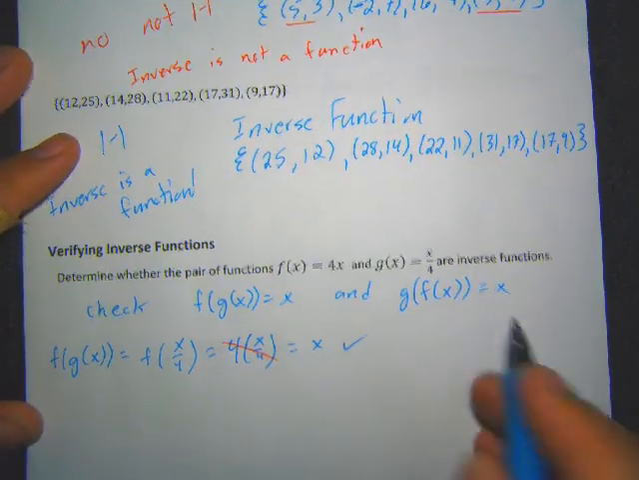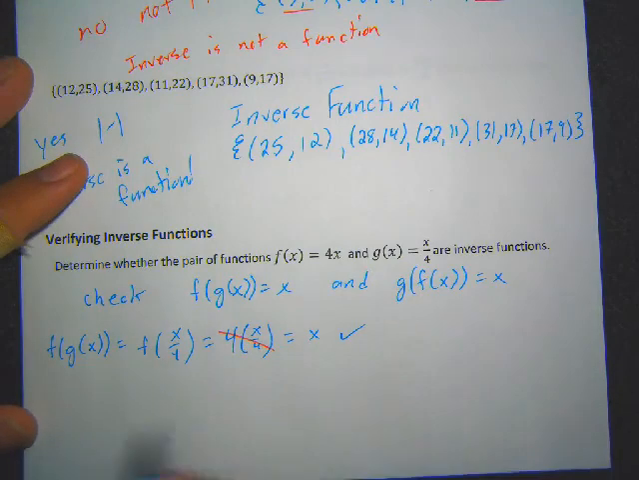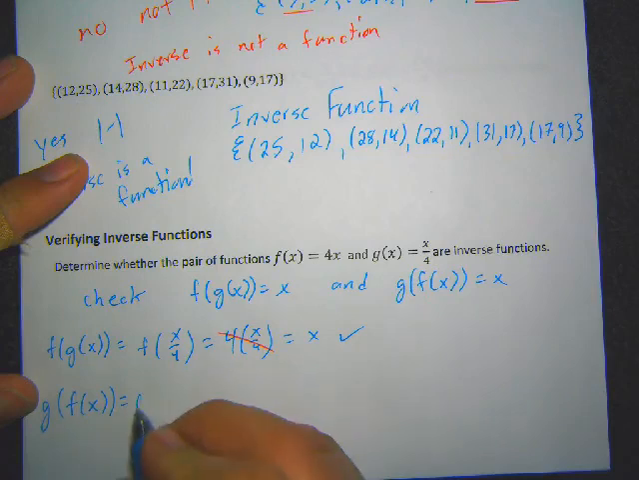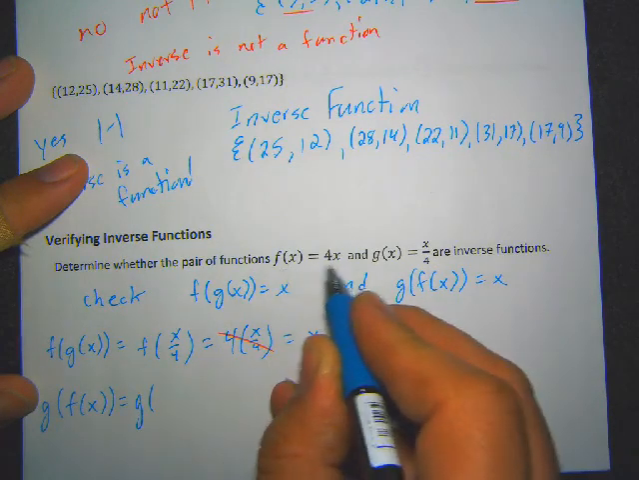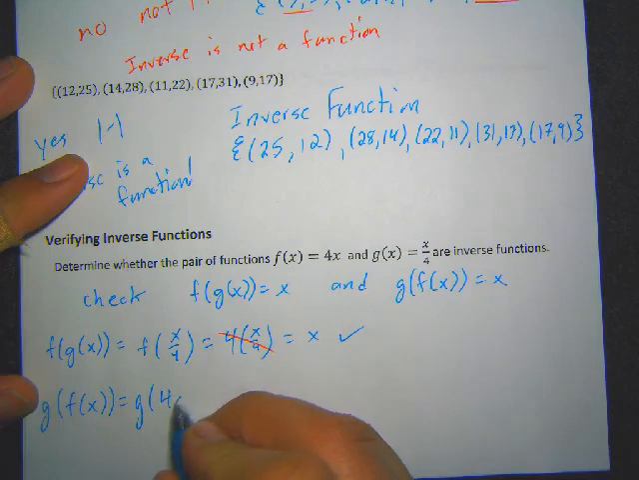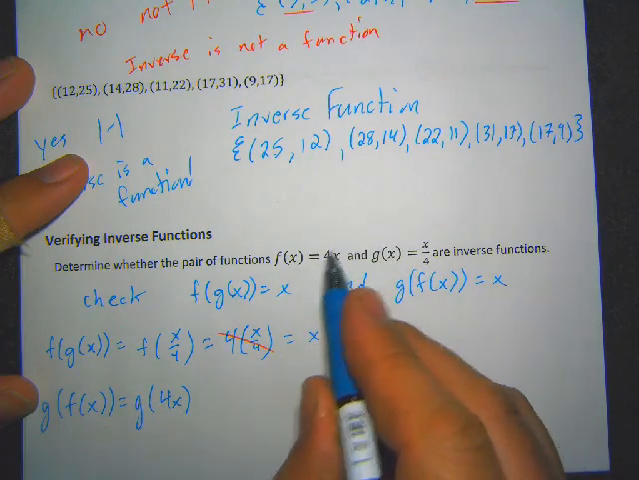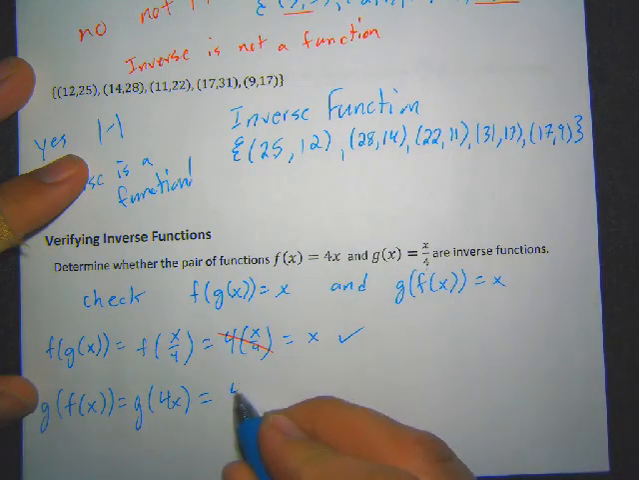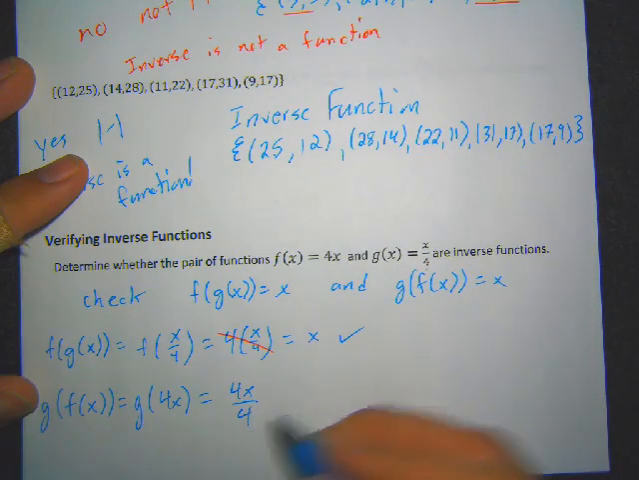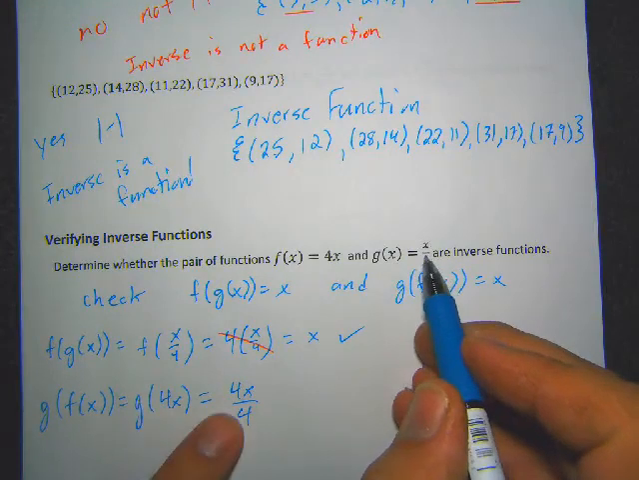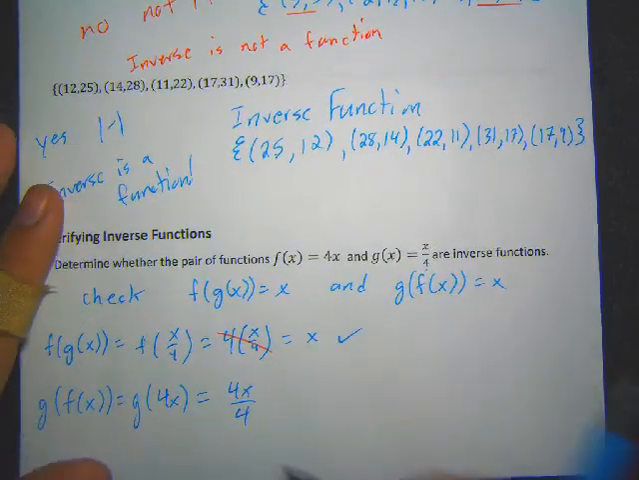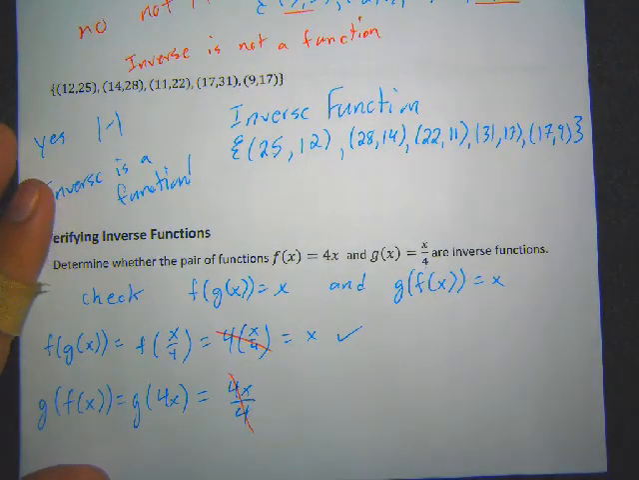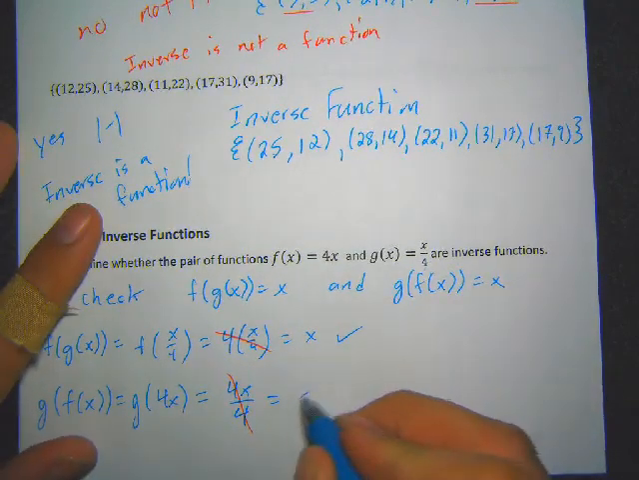Now we're going to go the other direction, because it has to work both ways. So we're going to do g of f of x. Well, f of x is just 4x, so we're going to do g of 4x. That's what f of x is. And then g takes whatever and divides it by 4. So we're replacing that x with this 4x, and we get 4x over 4. Now, with multiplication on the top and division on the bottom, those 4's do cancel. So this also just gives us plain old x.